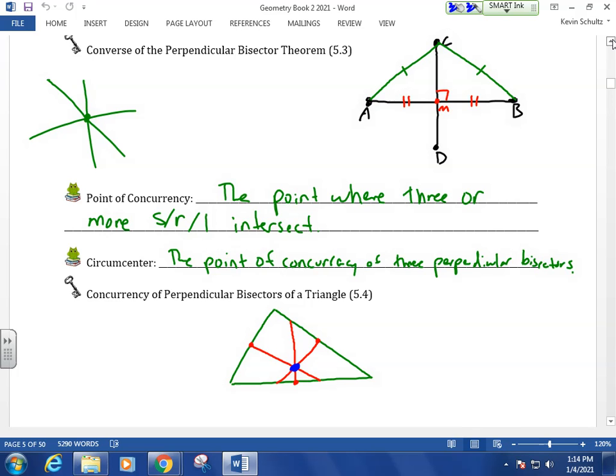And what's special about the circumcenter is if you draw segments from this point to the angles of each triangle, all three angles, those segments will be congruent. It's a lot of markings here, but the three perpendicular bisectors of a triangle will intersect at a point called the circumcenter, and from that point, segments to the three angles of the triangle will all be congruent. Okay?